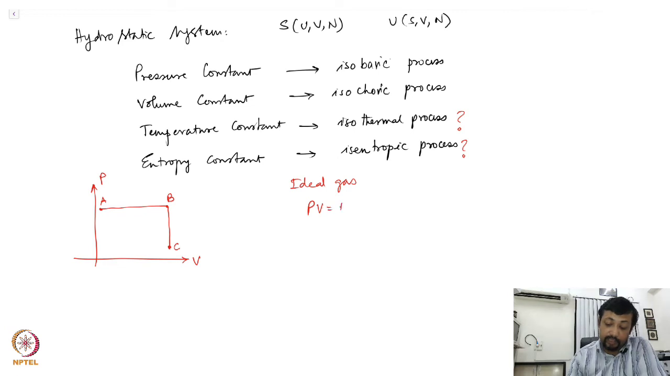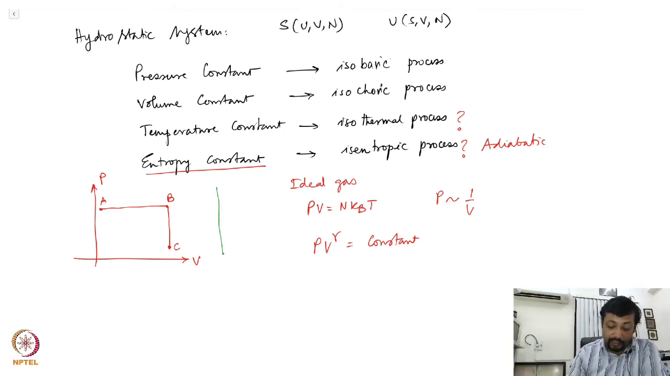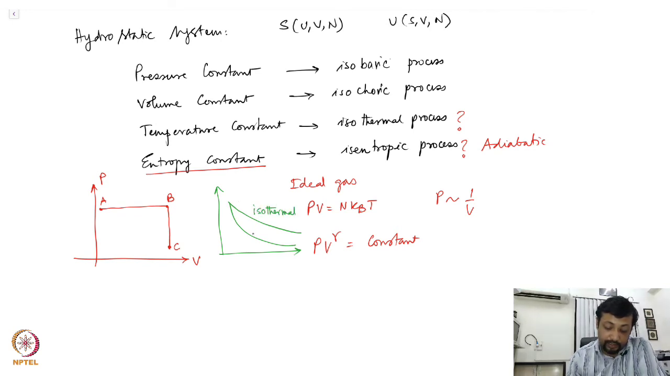then I know that PV is N k_B T. So therefore, if it's an isothermal process, then pressure must go as 1 by V. If it is an isentropic process, where the entropy is constant, which means it's an adiabatic process with no heat exchange, that would also mean that PV to the power gamma is equal to constant. So these are the kind of curves you expect in the PV diagram, and we have seen the example of that in the Carnot engine. One of them was like this, the other one was slightly steeper, right? So this is isothermal and this is adiabatic.